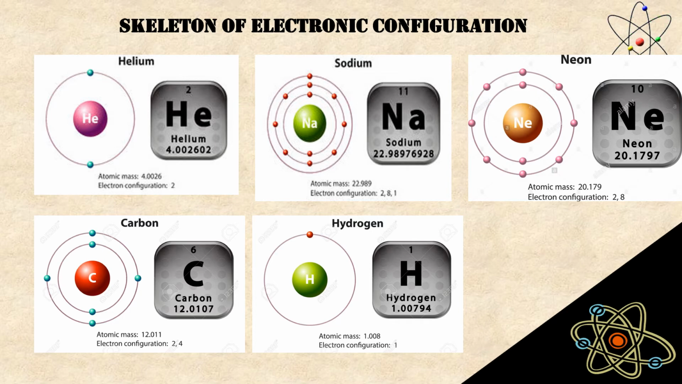Next you have hydrogen. Suppose hydrogen is there and it has only one electron in the outermost orbit. So it tends to combine with some or the other element. Okay.